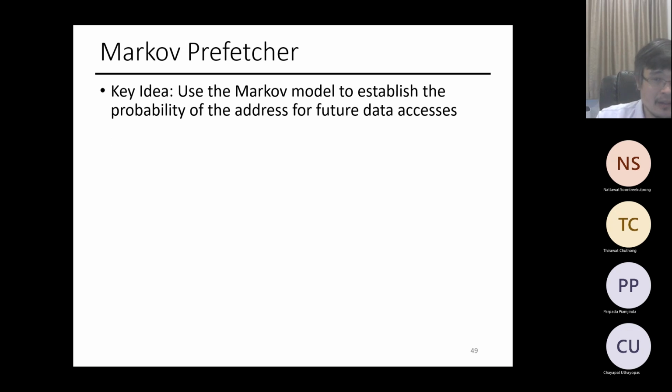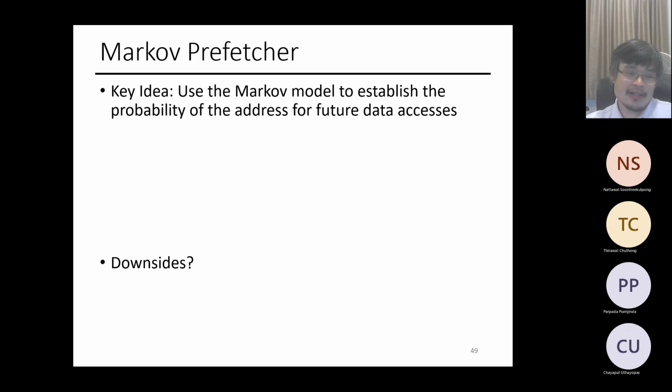You can also look at the Markov prefetcher that utilizes a Markov model to establish the probability of my access to certain addresses for future data access. The downside is this is actually pretty costly because you need to predict and maintain a bunch of data in order to keep up with the addresses.